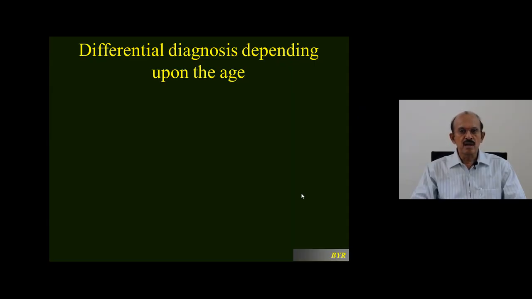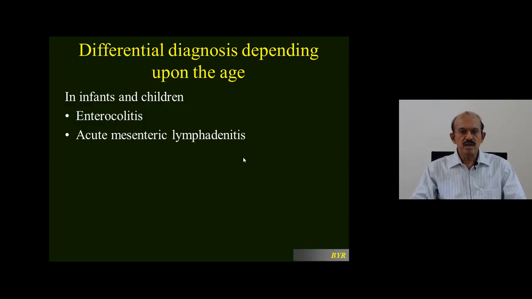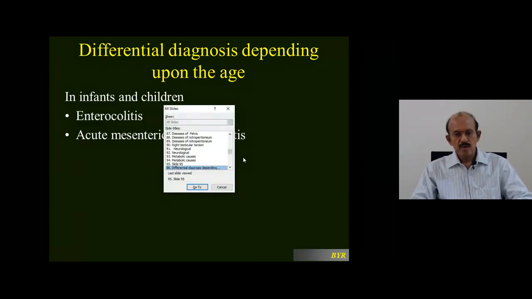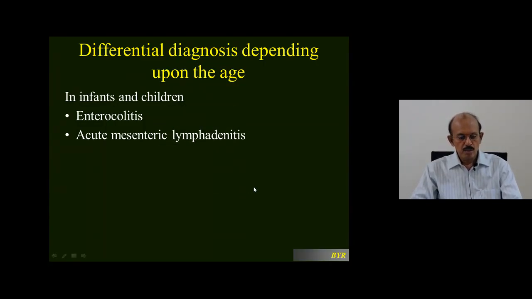I will summarize all the differential diagnosis. Differential diagnosis depending upon the age. In infants and children, what are the things to be considered as a differential diagnosis to acute appendicitis? Enterocolitis, acute mesenteric lymphadenitis. Please tell me the important sign to diagnose acute mesenteric lymphadenitis. What sign will help you to make the diagnosis?